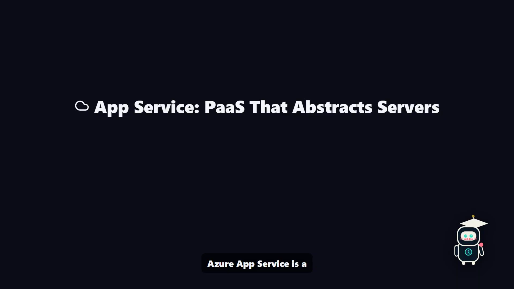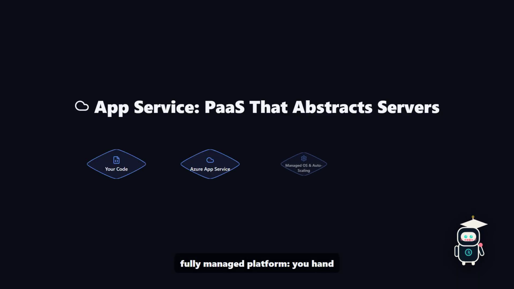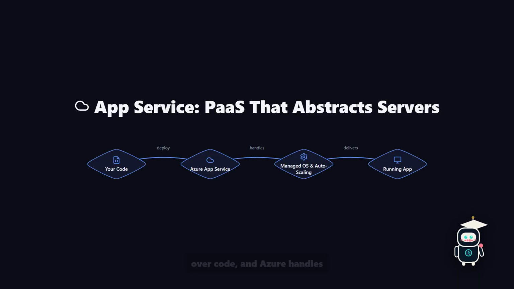Azure App Service is a fully managed platform. You hand over code, and Azure handles the servers, the operating system, and the scaling. It runs your app on Windows or Linux, supports popular languages like .NET, Java, Node.js, Python, and PHP, and can automatically increase capacity when traffic spikes, all without you ever touching a VM.